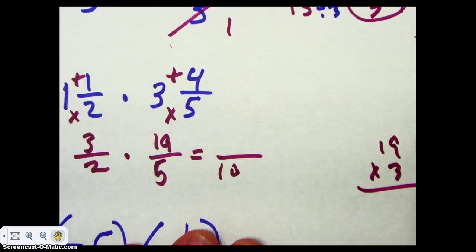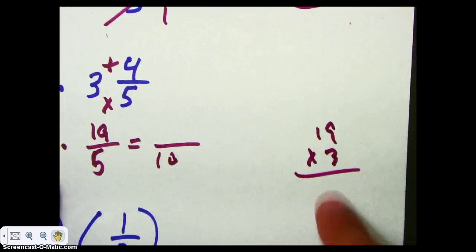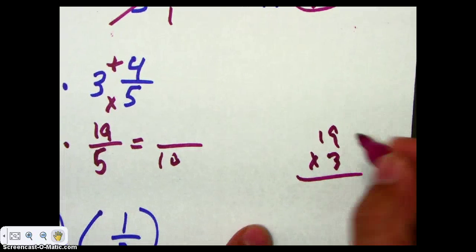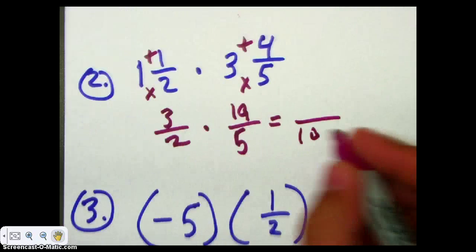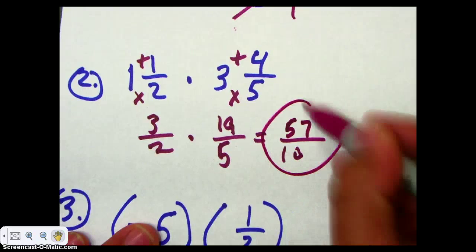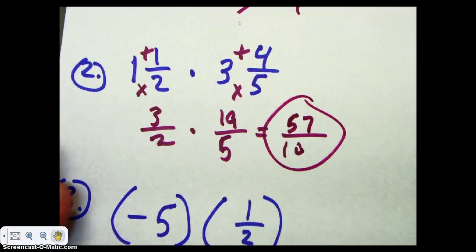And I did this on purpose. It's good to come way away from the work that you're doing here that's nice and organized to do scratch work. I came way away so that I didn't get mixed up and confused. 9 times 3 is 27, 3, 57. And for now, we're just going to leave our fractions as improper fractions. We'll talk about converting later. Nothing wrong with leaving it improper, though, so we'll just leave it just like that. 57/10.